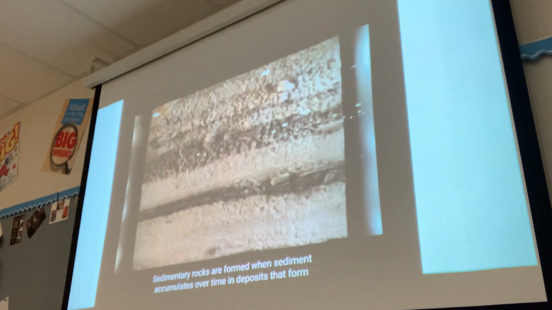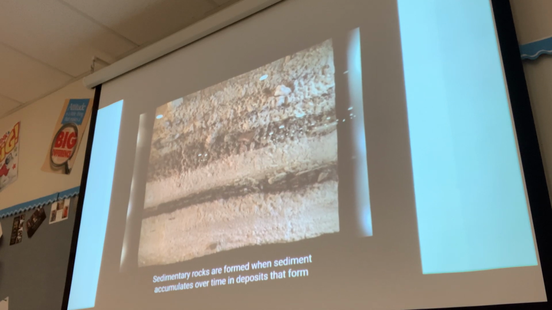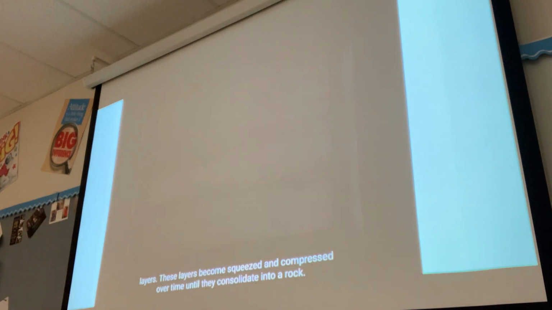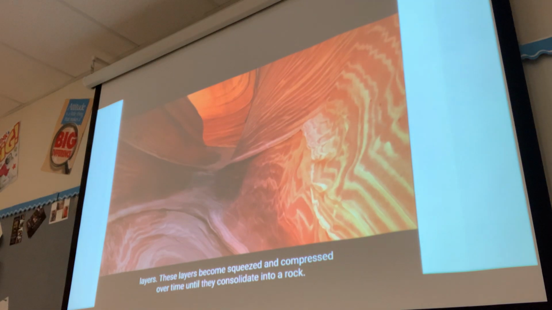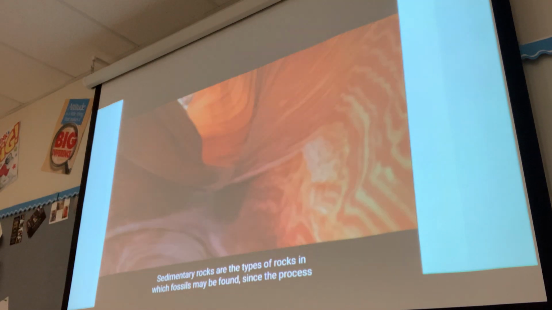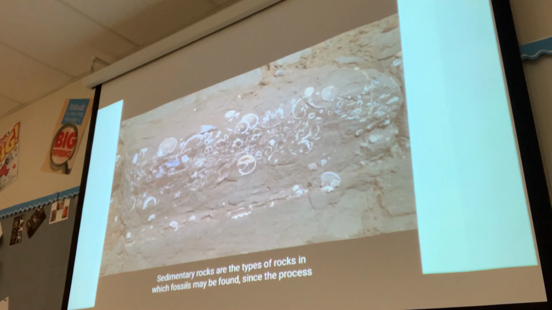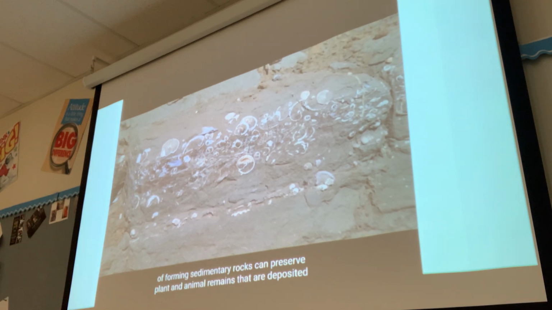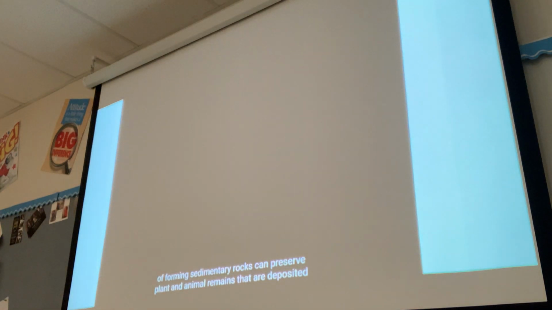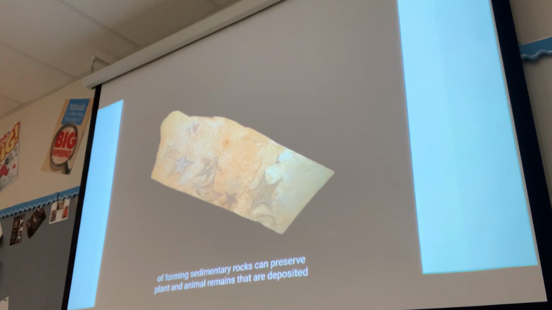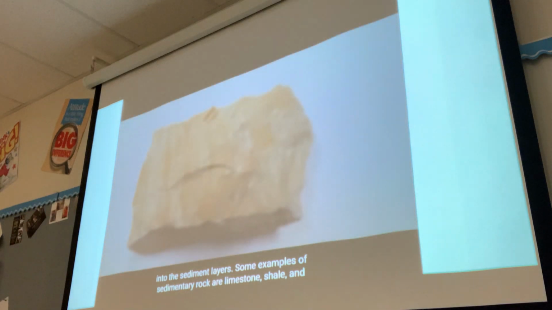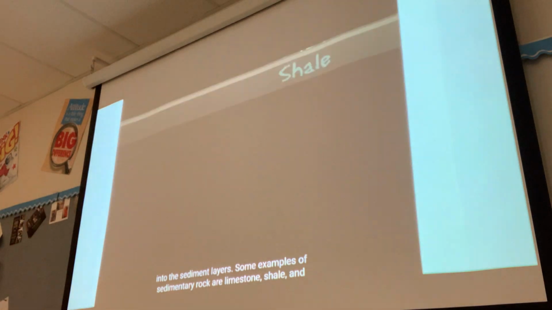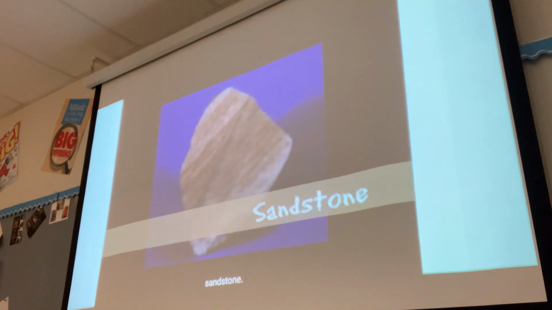Sedimentary rocks are formed when sediment accumulates over time in deposits that form layers. These layers become squeezed and compressed over time until they consolidate into a rock. Sedimentary rocks are the types of rocks in which fossils may be found, since the process of forming sedimentary rocks can preserve plant and animal remains that are deposited into the sediment layers. Some examples of sedimentary rock are limestone, shale, and sandstone.